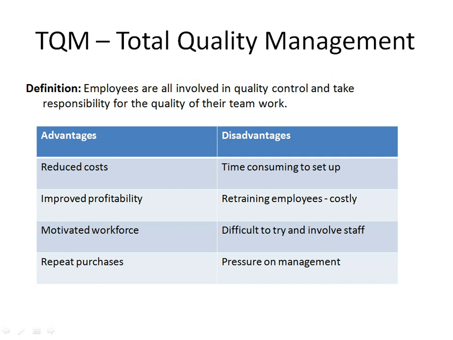TQM is Total Quality Management, and it means everyone in the company is committed to improving quality. The definition is that employees are involved in quality control and take responsibility for the quality of their teamwork. There are advantages and disadvantages, or benefits and drawbacks, and I've summarized four advantages and four disadvantages for you guys. The benefits are improved products and services, reduced cost, increased customer satisfaction, improved profitability, repeat purchases and brand loyalty, competitive advantage, and a more motivated workforce.